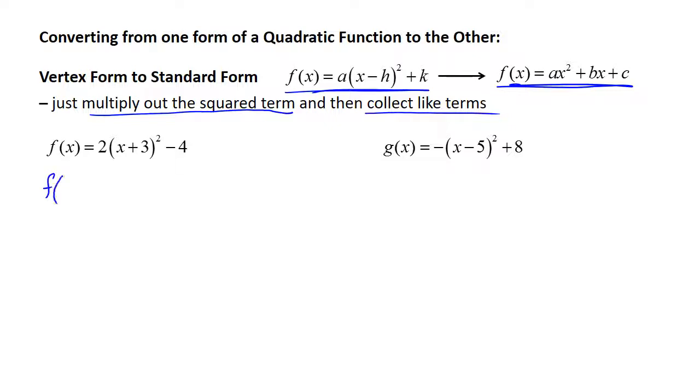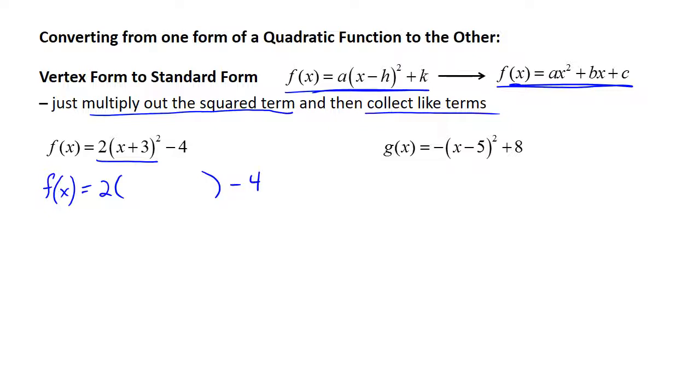So here I'm going to rewrite f of x by multiplying out the square. Now to multiply out the square, two things to keep in mind. There's the square and then there's the 2 that multiplies it. In order of operations, you always square first. So we would square this binomial. Keep the minus 4 out. That's going to come last.